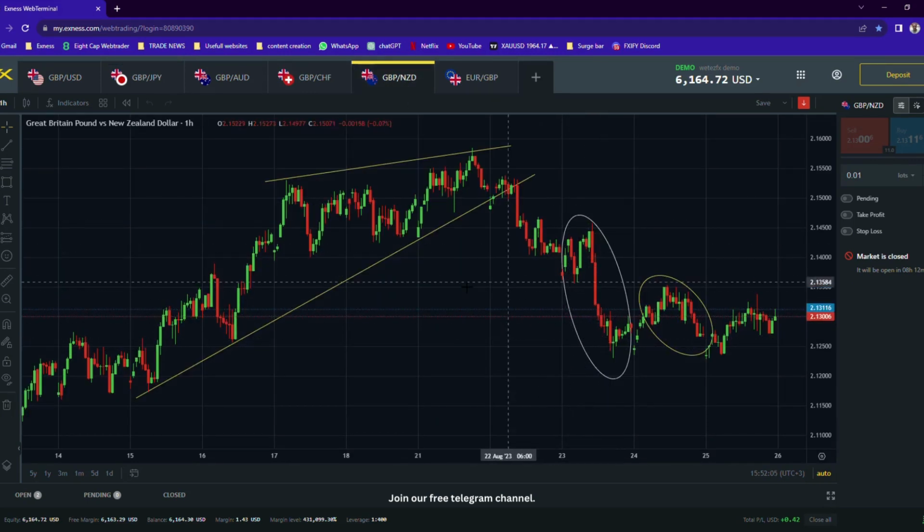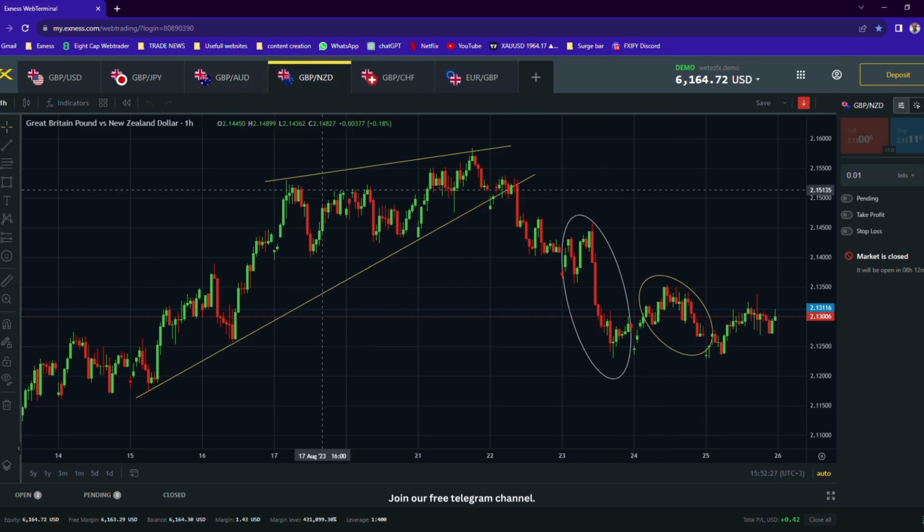On the 23rd you have that impulse move, and from 15th till 22nd you have that rising wedge, broke on 22nd, retested on 23rd, and the impulse move, as you can see. But on 24th there is a little bit of move, so it was not that much, because New Zealand and AUD had that move also, so there was a power struggle for those pairs, GBP AUD and GBP New Zealand.